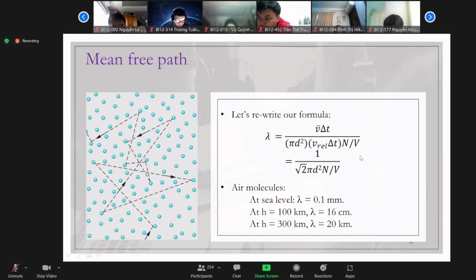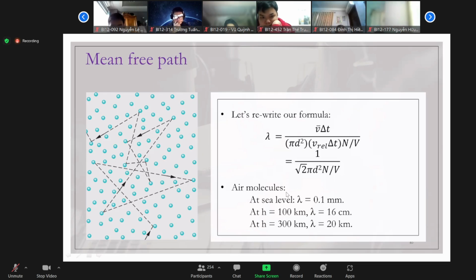From now on, if you like, you can just remember this formula. But you should also understand the way we find it. Is it okay until here?